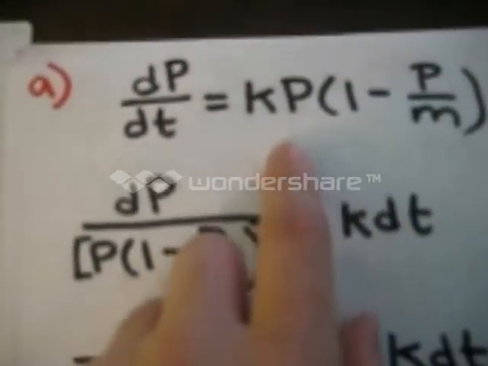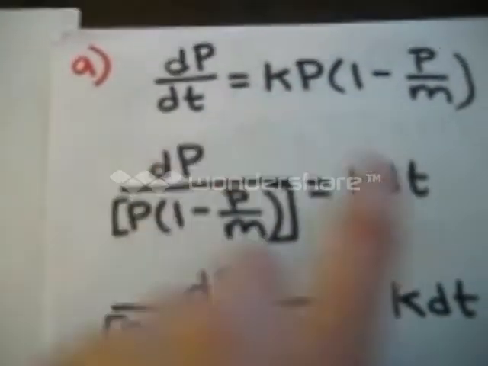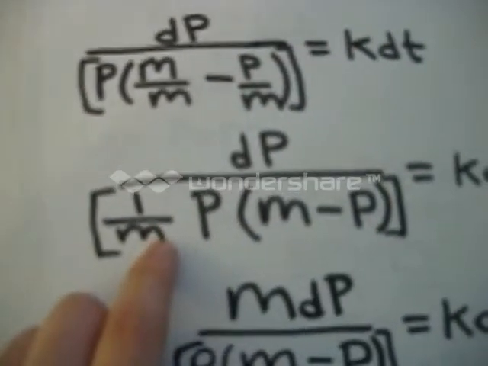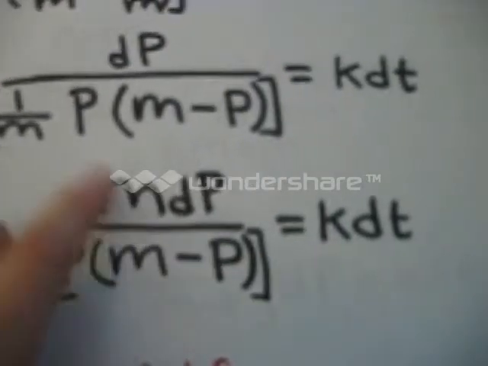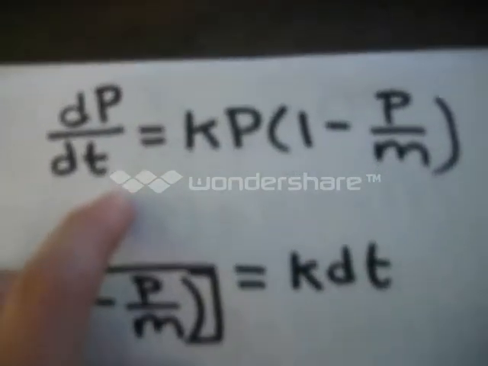So we're going to take p times 1 minus p over m and bring it down, and then we're going to take dt and bring it up here. And then we're going to find a common denominator here. We're going to take out that common denominator and then bring it up here. And we do this because we want to get this original equation into a form where we can use partial fraction decomposition. And by using this, we can set our original equation to look like this equation.